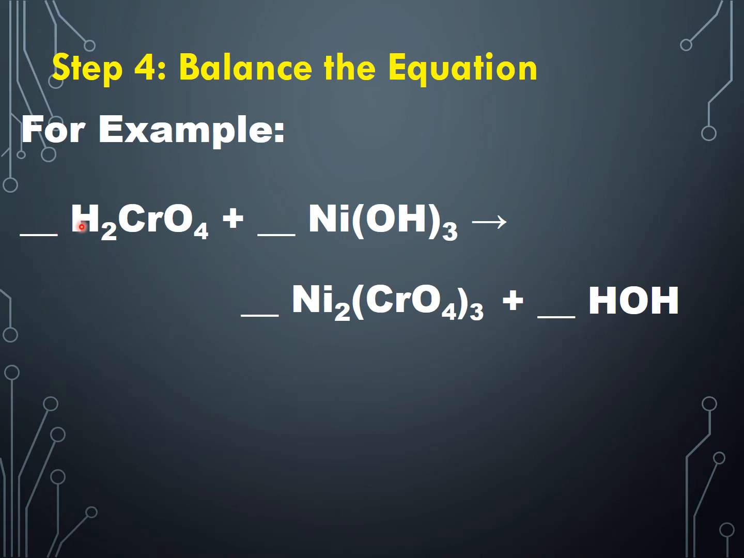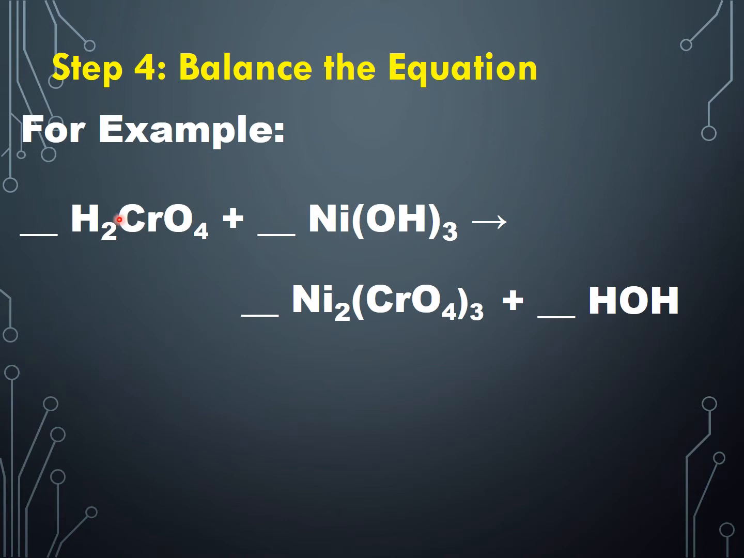So I have H2CrO4 plus the nickel 3 hydroxide yields the nickel 3 chromate and water. A trick to balancing is to do the water first. I know that one H and one OH will yield one HOH, or water.